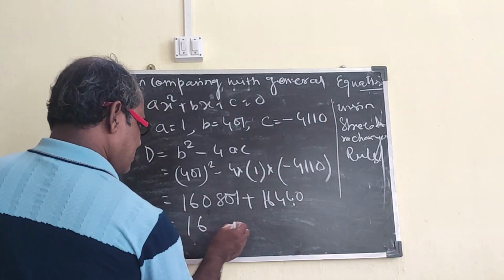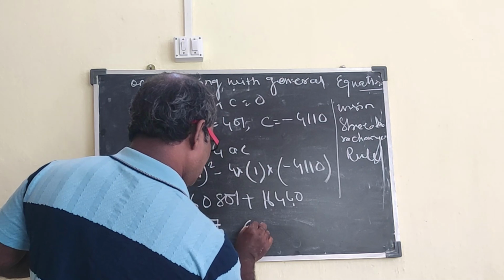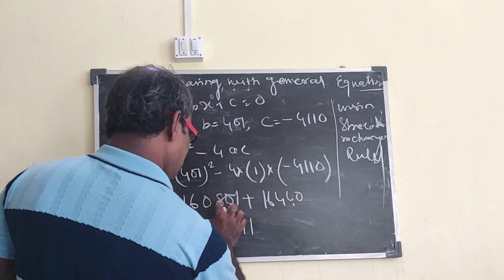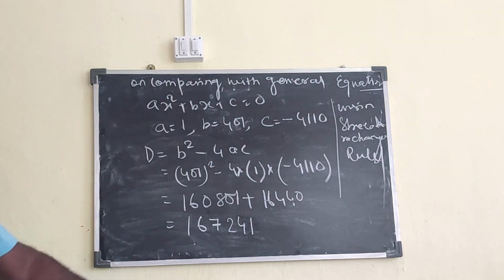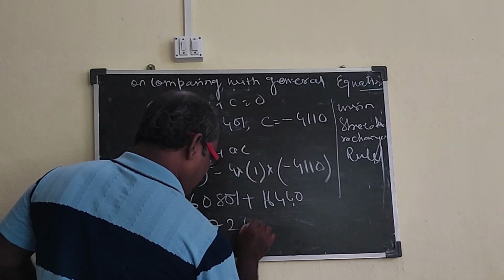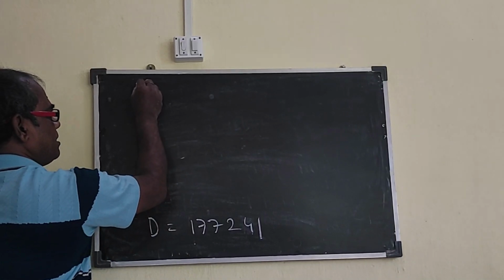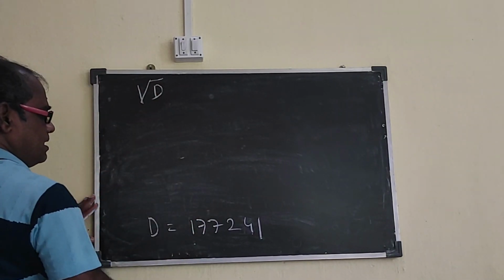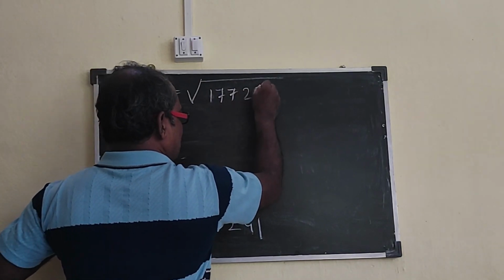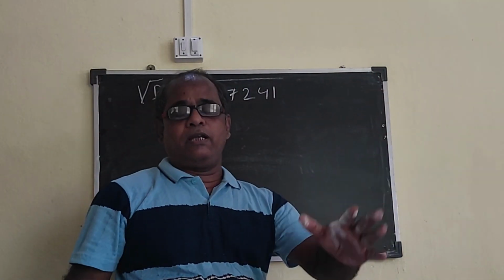So you get 16724. Add this, you get 1772441. Clear? We have D is equal to this. Now you have to find out root over D. So root over D is equal to root over 1772441. I hope you can find out the value of root, my dear.